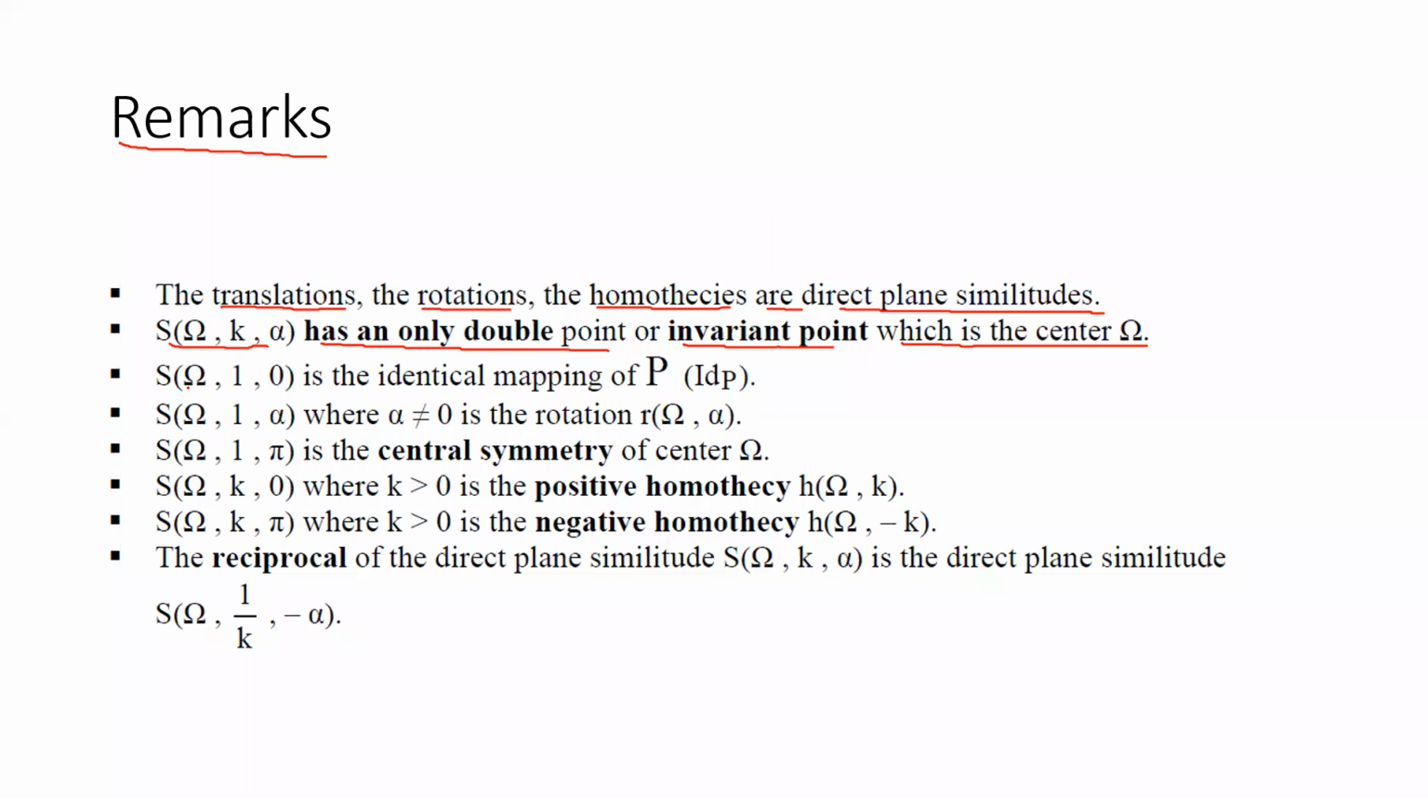S with center omega, ratio 1 and angle 0 is the identical transformation. Does it give a line? No, every point is itself. Every point remains itself, so we call it the identical transformation.